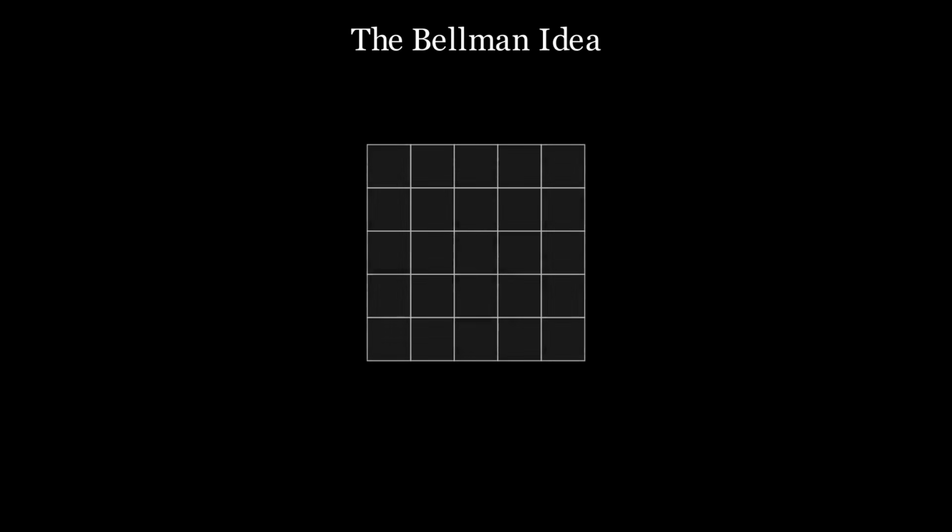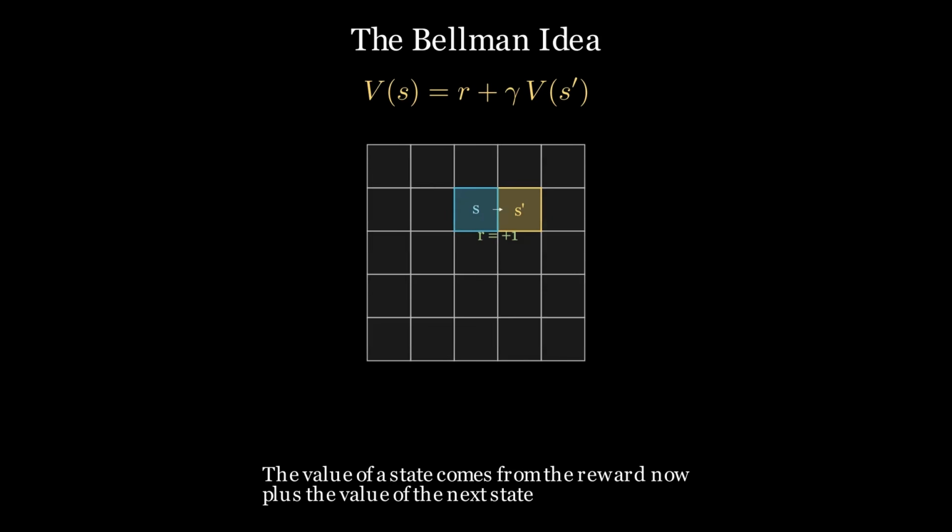Now for one of the most important ideas in reinforcement learning. The goal has a value of 10. Right next to it is state S. Moving from S to the goal gives a reward of plus 1. What is the value of state S? The goal is worth 10, but we discount it. Gamma is 0.9, so 10 becomes 9. Add the reward of 1, and we get V of S equals 10. The value of a state equals the reward you get now plus the discounted value of the next state. This one idea is the foundation of almost every reinforcement learning algorithm.